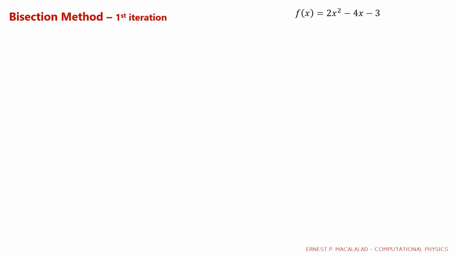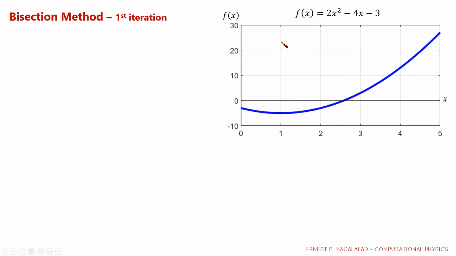So imagine we have this equation or this function 2x squared minus 4x minus 3. So if we're going to plot this function from x equal to 0 to 5, we're going to have this graph, this blue graph. So again, as you notice, the function has a root somewhere about 2 point something, 2.5.